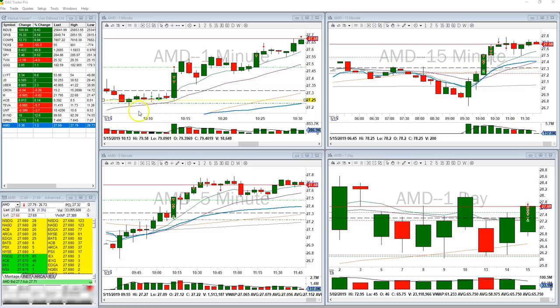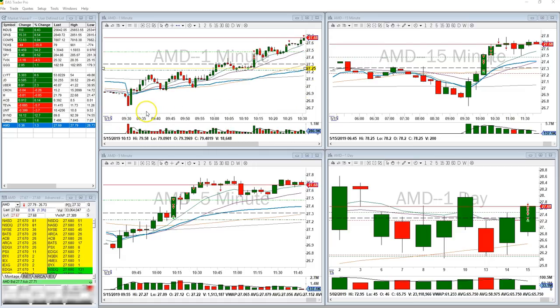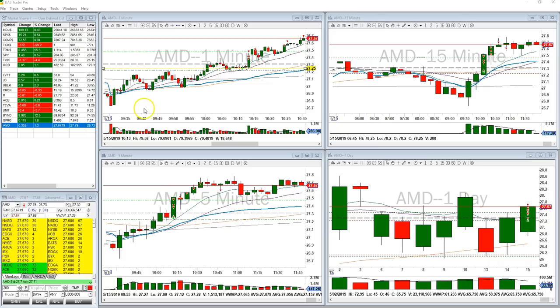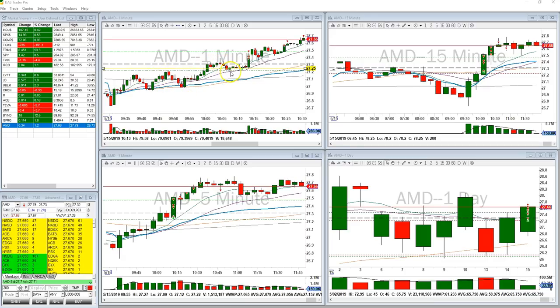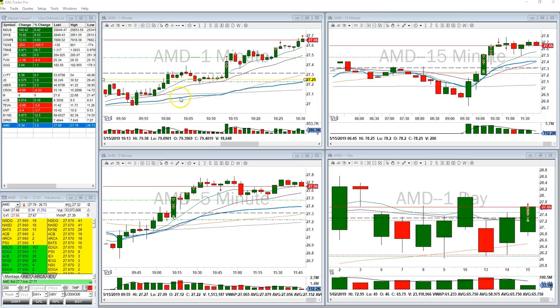So you'll notice here on my AMD trade that AMD was having a pretty decent morning. If you look here at the 1 minute, it had been kind of inching up VWAP through most of the morning. So I really saw this nice upward trend on it.